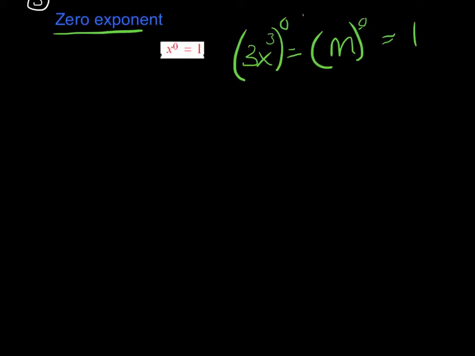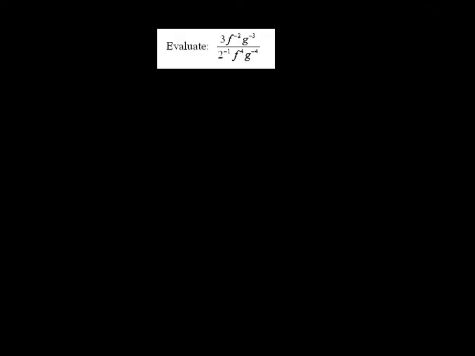Alright, so now that we've identified the rules, let's go ahead and practice some problems. Evaluate 3f to the negative 2, g to the negative 3rd, over 2 to the negative 1, f to the 4th, g to the negative 4th. So I'll just tell you what goes through my head. Basically everybody has a single exponent, and all the operation I see is division. And when I divide, I say in my head, okay, I'm just going to subtract exponents.